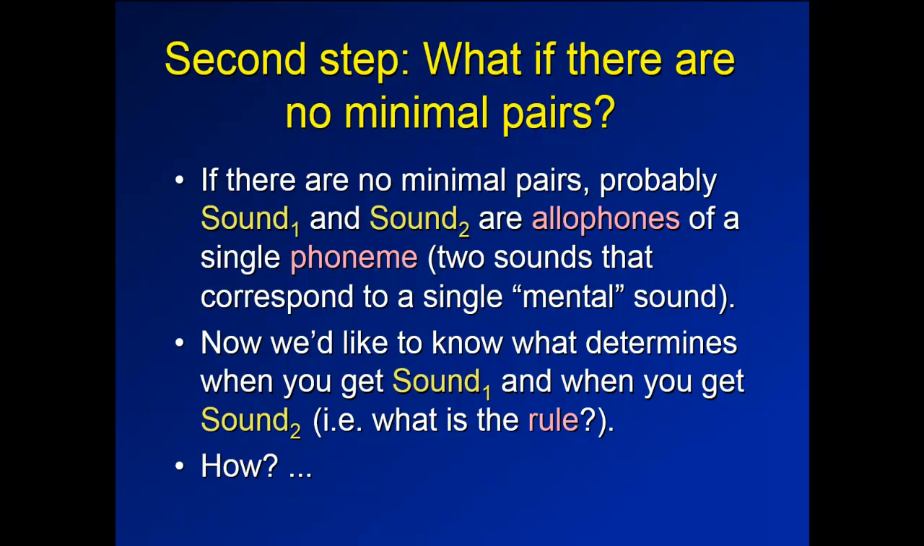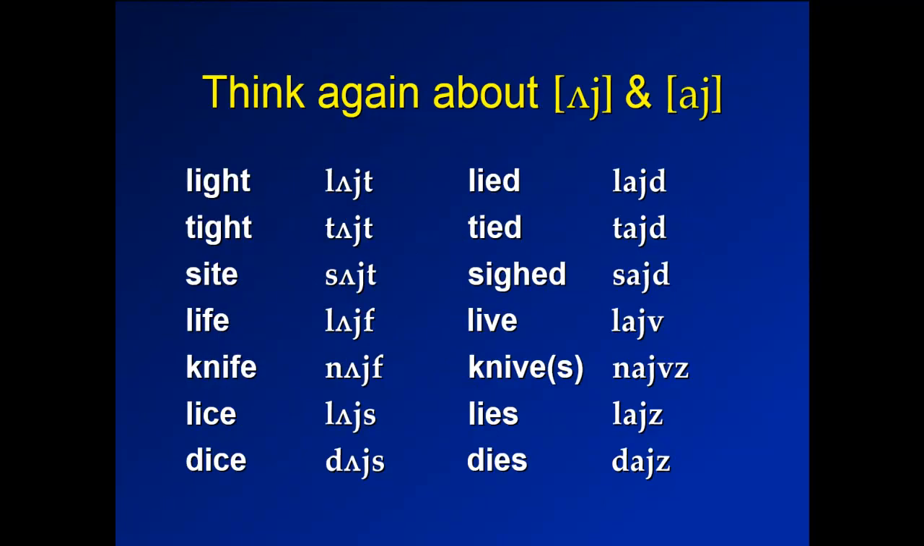2 sounds that correspond to a single mental sound. Now, we would like to know what determines when you get sound 1 and sound 2. That is, what's the rule which is involved in this case and how? So let's, once again, think about the example that we saw before: the pronunciation of the diphthong in English, I. In some words, it is pronounced as one variant. In some others, it is pronounced as another.